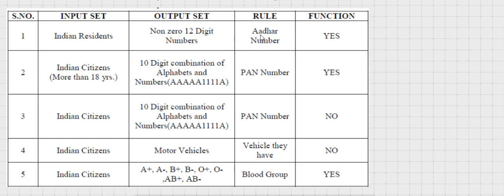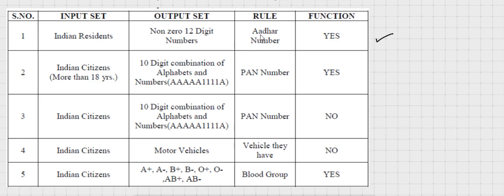So what is the first condition? All the elements of the input set should have an output, right? Here the condition is that all the Indian residents must have an Aadhaar number. So the first condition is satisfied. What is the second condition? They should have only one output. Practically, one will have only one Aadhaar number. They won't have two or more Aadhaar numbers, right? So this is a function. The first example is a function.